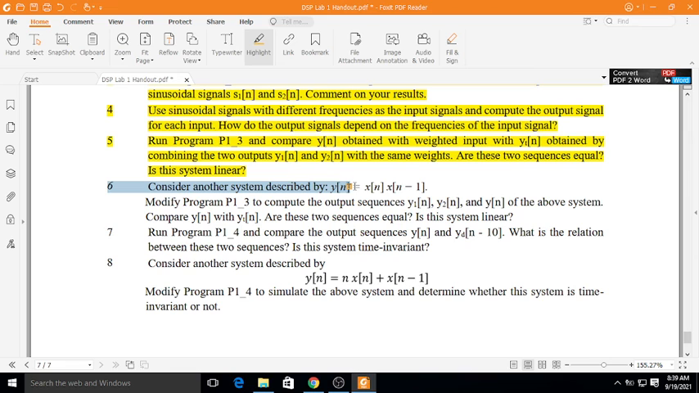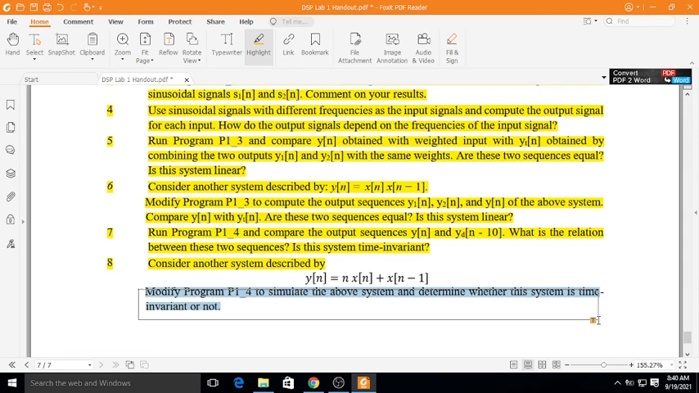6. Consider another system described by y[n] = x[n-1]. Modify program P1_3 to compute the output sequences y1[n], y2[n], and y[n] of the above system. Compare y[n] with yt[n]. Are these two sequences equal? Is this system linear? 7. Run program P1_4 and compare the output sequences y[n] and yd[n]. What is the relation between these two sequences? Is this system time-invariant? 8. Consider another system described by. Modify program P1_4 to simulate the above system and determine whether this system is time-invariant or not.